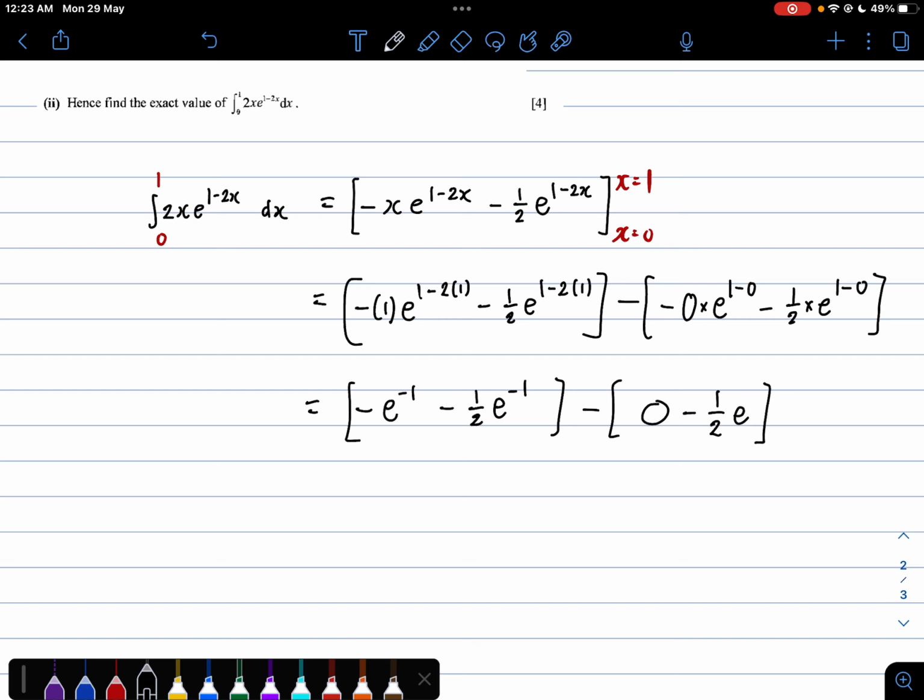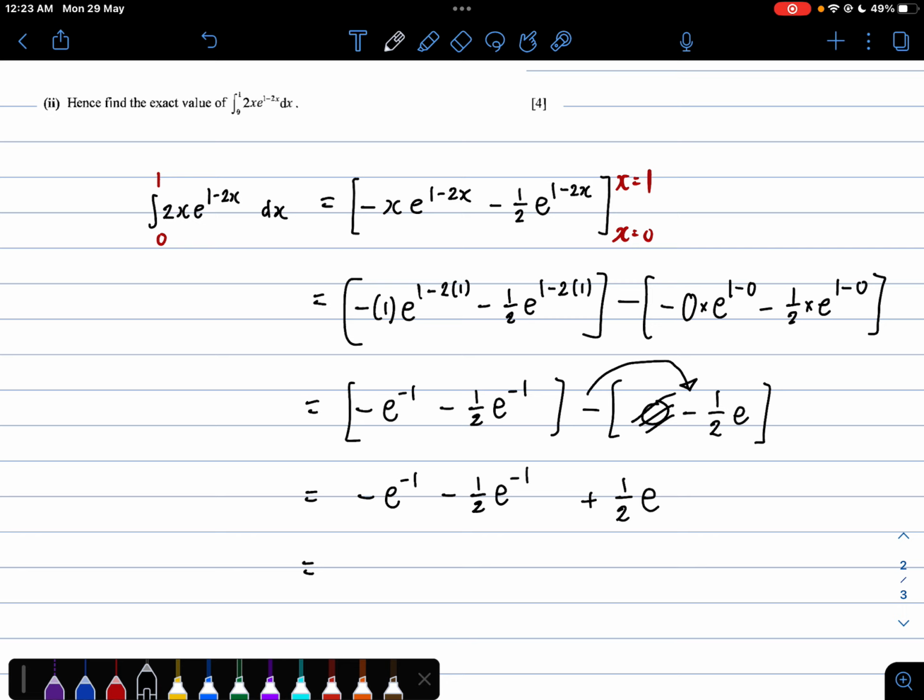0 minus half e, what does it mean? It means you have to distribute the negative in front of the second pair of square brackets. But of course, when you have a 0 minus, okay, you don't need to write down the 0 anymore. You just need to multiply the negative in. So you end up with a plus half e. And for this other guy in front, it's just minus e power negative 1 minus half e power negative 1.